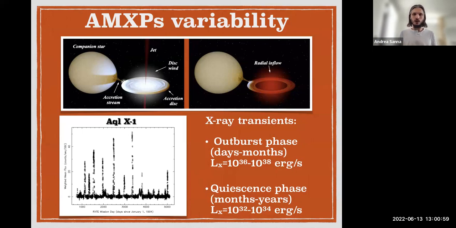So we have what are called outburst phases, where X-ray luminosity can get in the range between 10^36 and 10^38 erg per second. And those periods usually last between weeks and months, more weeks than months usually, with few exceptions, of course. At the end of these outburst phases, the system goes into what is called the quiescence phase. So X-ray luminosity is still there, but it's very dim, of the order of 10^32, 10^34 erg per second. And usually the idea is that this is coming from the cooling of the surface of the neutron star.